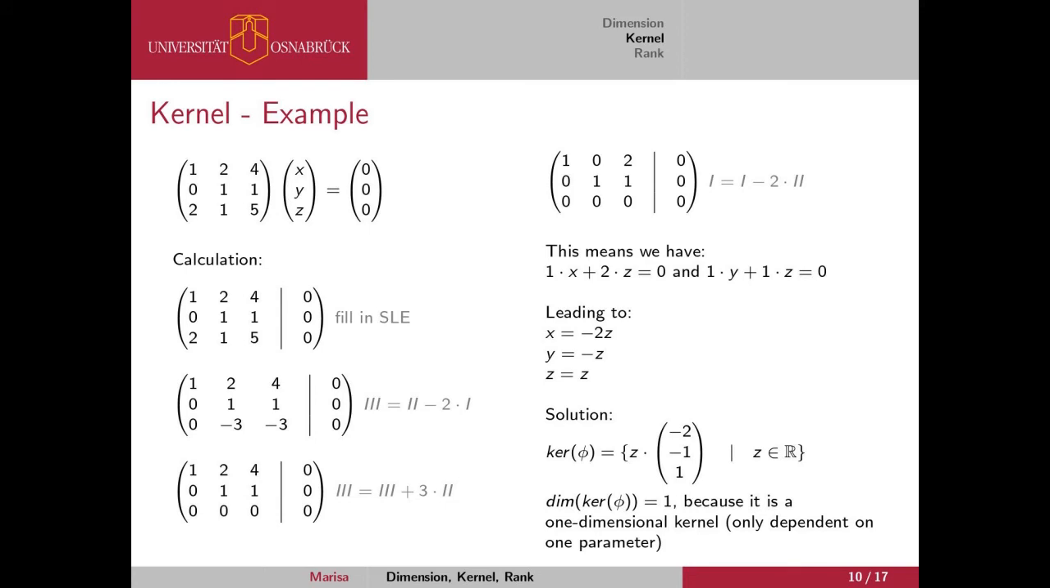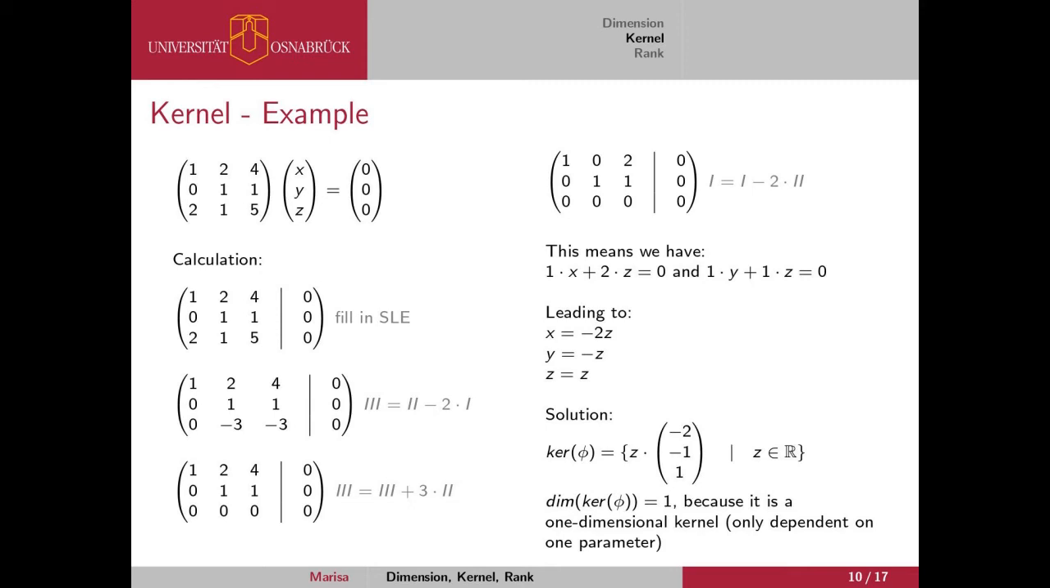On the top left, you can see again what we were given. So we have this linear mapping and we want to hit the 0 vector by it. For the calculation, we simply fill this into a system of linear equations. So we have the transformation matrix on the left side and the solution, which is the 0 vector, on the right side. And what we do now is that we bring it to the reduced row echelon form in order to find out the solution.